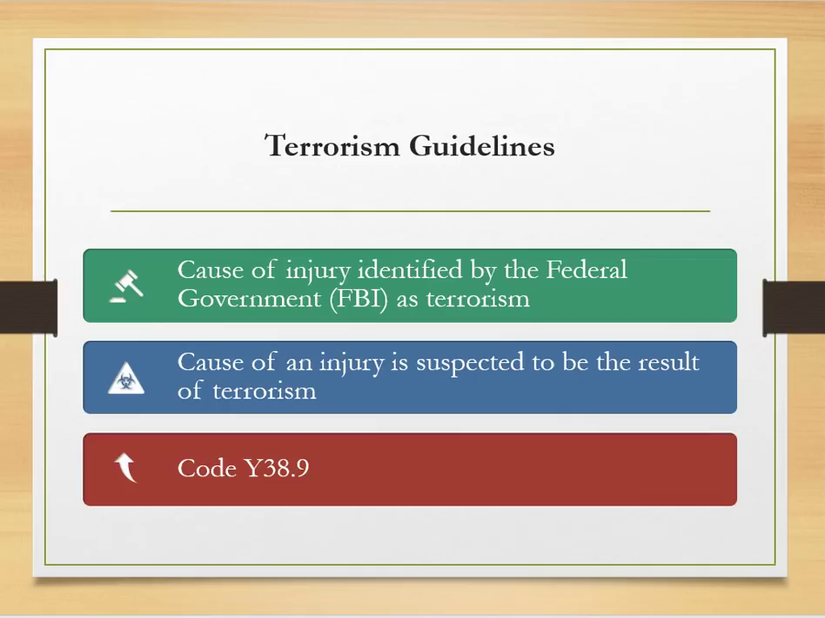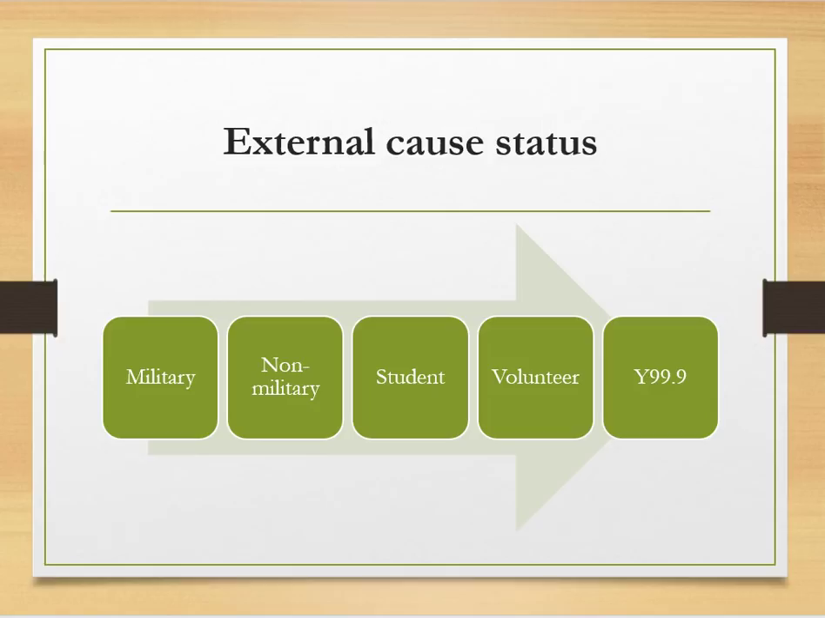All right, guys, and lastly, external cause status. This is the last category in this family, Y99, and these codes should be assigned whenever any other external cause code is assigned for an encounter, including your activity code. So you're going to assign a code from this category to indicate the work status of the person at the time that the event occurred. The status code actually indicates whether the event occurred during a military activity, whether the person was non-military at work. It could also be a student, a volunteer.